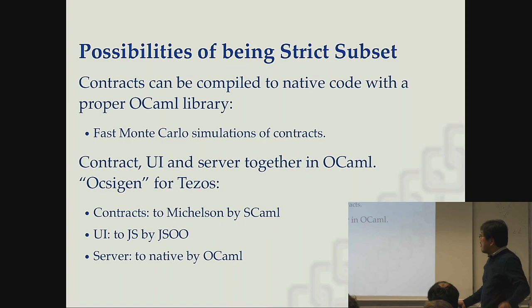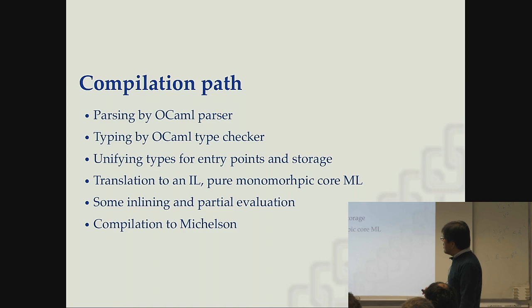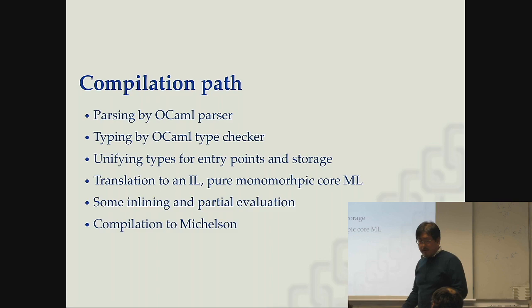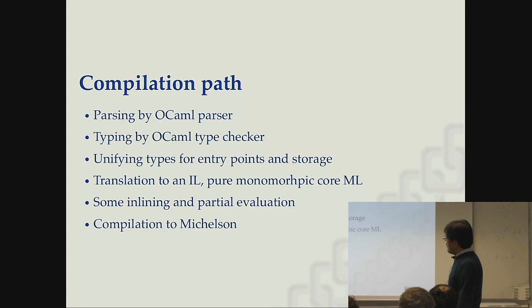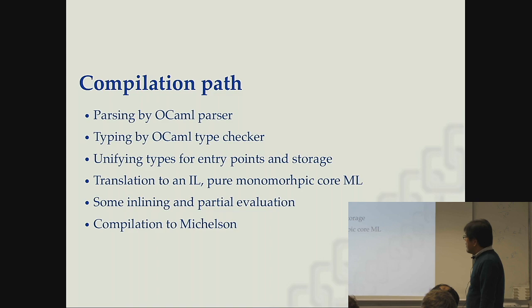And the compilation path is really simple: just parse and type it by the genuine OCaml compiler. After that, since Michelson contract functions have a specific type, I mean, a function which takes a parameter and a storage and returns a list of operations and a new storage, I can do some additional type unification over the typed AST of OCaml. After that, it's pretty simple. Just translate down to a pure monomorphic ML, rejecting excessive features, and then some optimization. And after that, it's quite straightforward compilation from lambda calculus to stack-based machines.